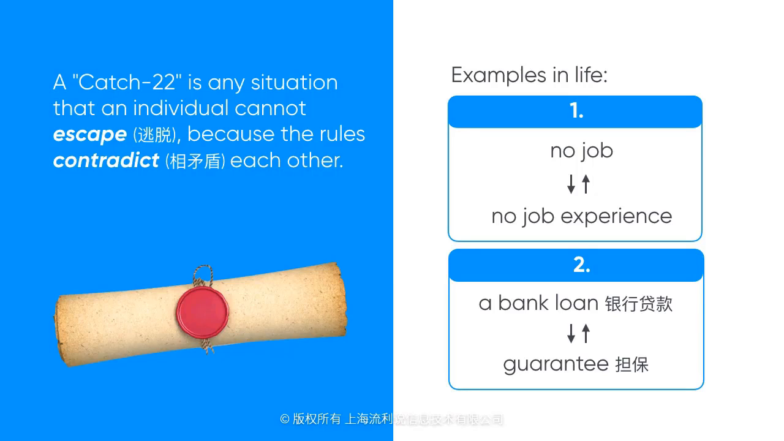Another example of a Catch-22 might be found when applying for a bank loan. In order to get a bank loan, you need to have some money to be held as guarantee. But if you have enough money to use as guarantee, then you don't need the money from a bank loan. Therefore, it is impossible to get a bank loan without money, but if you had that money, you wouldn't need a bank loan.